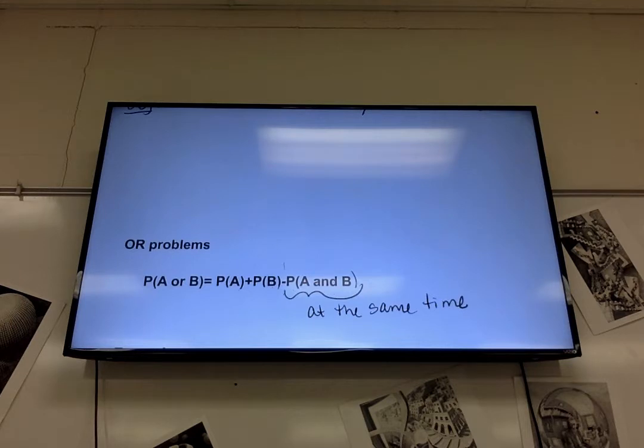And the reason we subtract them off is because they've been added in twice. They're added in with the probability of the first one and with the probability of the second one. So that's why we've got to subtract one of them off.